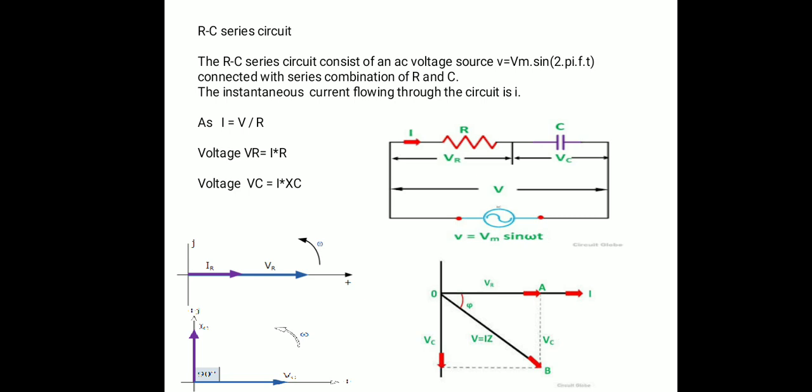So what does it indicate? It indicates that supply current I leads supply voltage V by theta degree. So in an RC series circuit, supply current I is always leading the supply voltage by theta degree. This is the phasor diagram for the supply voltage and supply current.